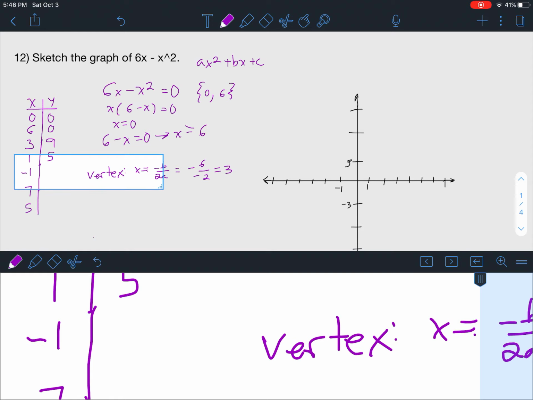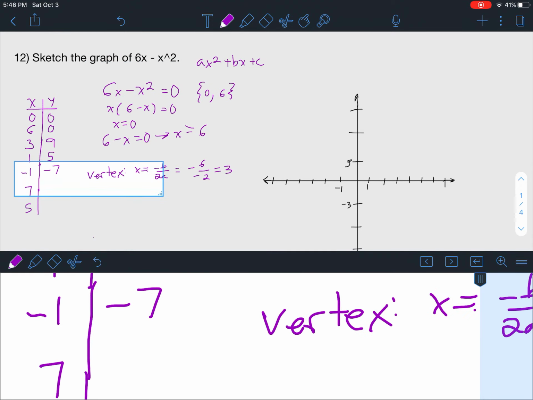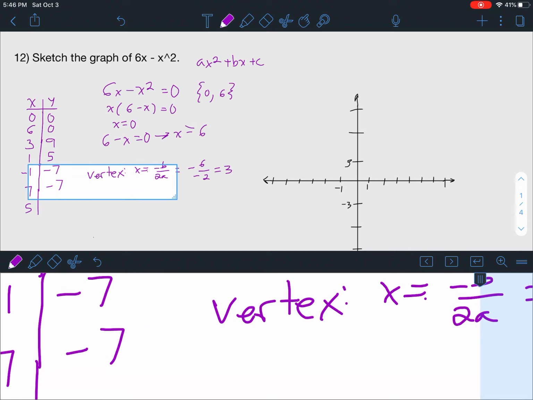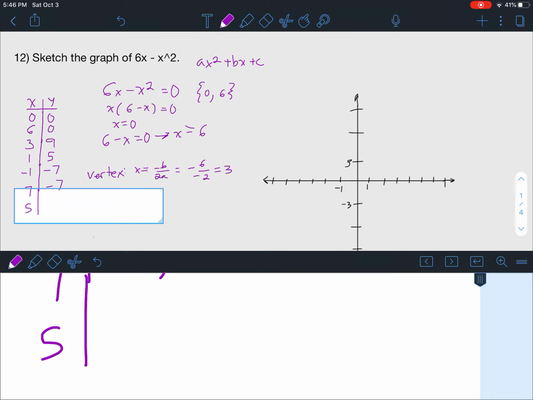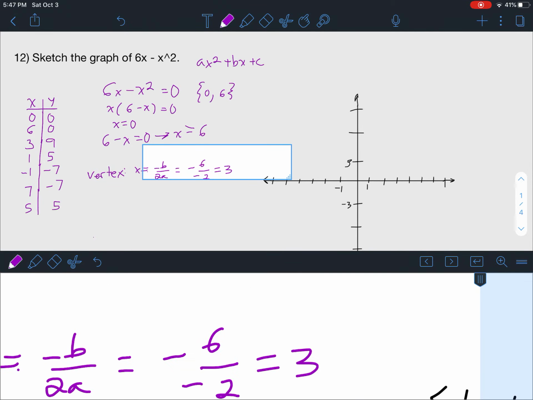Negative 1 is negative 7, again because that's just plugging into this equation. 7 is negative 7 again because 6 times 7 is 42, minus 49 is negative 7. 6 times 5 is 30, minus 5 squared is going to be 5. So these are all the values that we need, and we can go ahead and plot these one at a time.